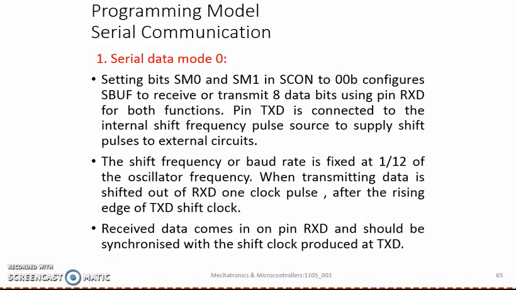Setting the bits SM0 and SM1 in the SCON to 00, the SBUF is configured to receive or transmit 8 data bits using the RXD pin for both functions. Pin TXD will be connected to the internal shift frequency pulse source so as to supply shift pulses to external circuits. The shift frequency of the baud rate is fixed at 1 by 12 of the oscillator frequency. When transmitting, data is shifted out of TXD, one bit per clock pulse, on the rising edge of the TXD shift clock. Received data comes in the RXD pin and it should be in sync with the shift clock produced at the TXD pin.